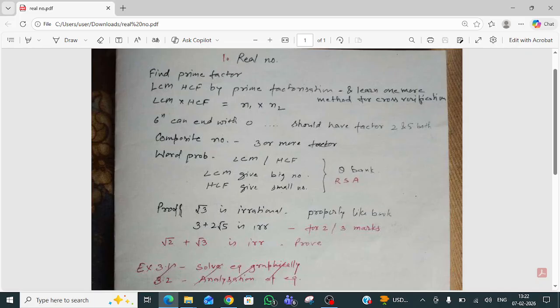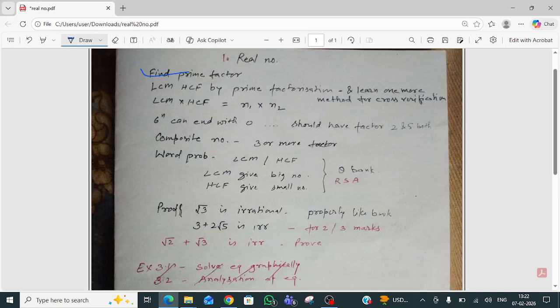First thing is how to find the prime factors, and that will be used to find LCM and HCF. Finding LCM and HCF, you have to learn one more method to cross verify your answer. Then the relation between LCM and HCF.